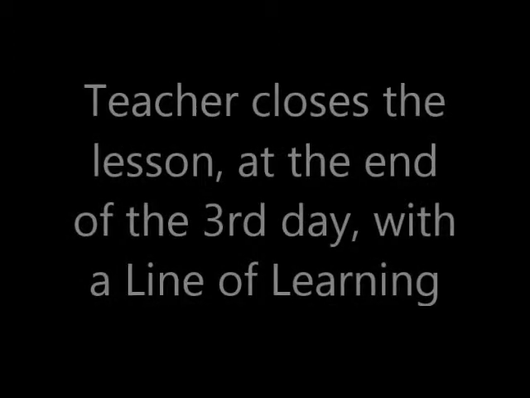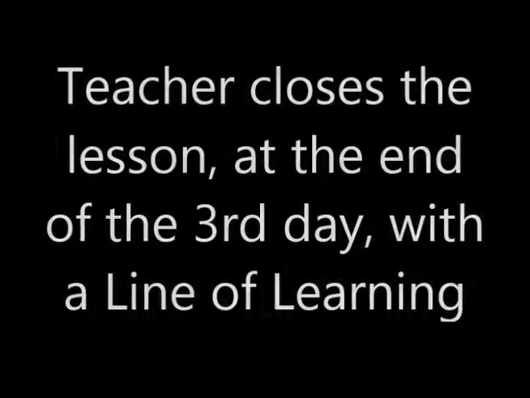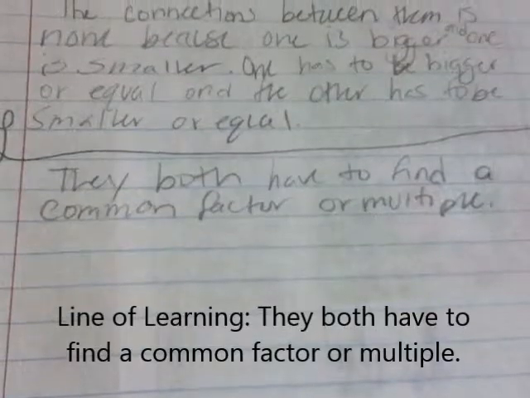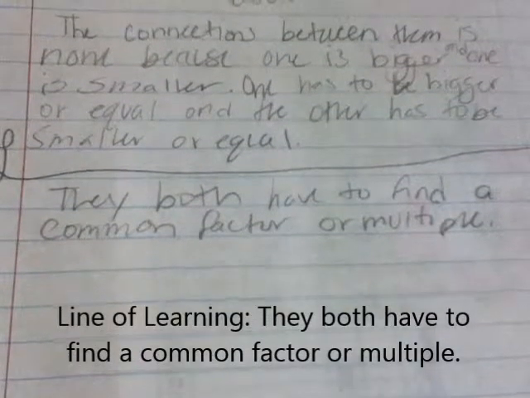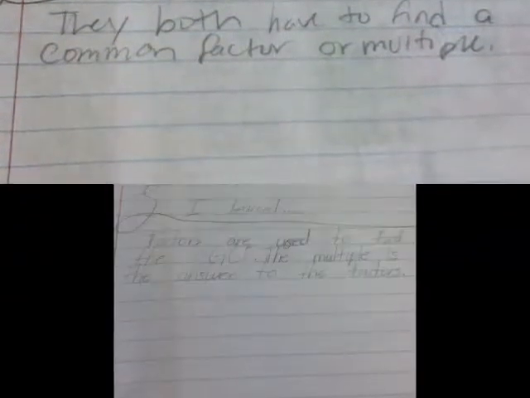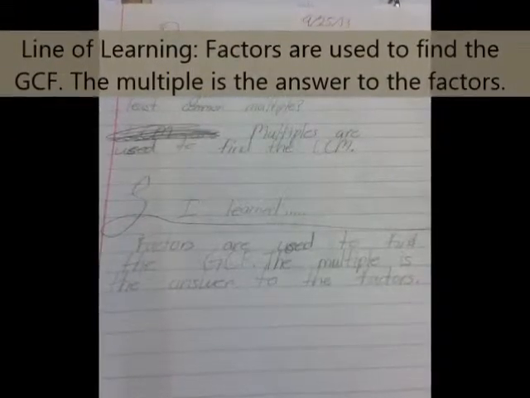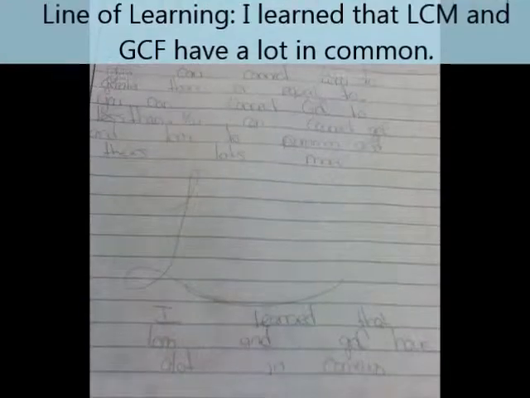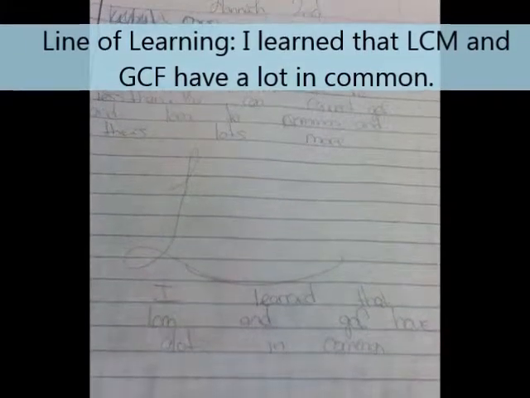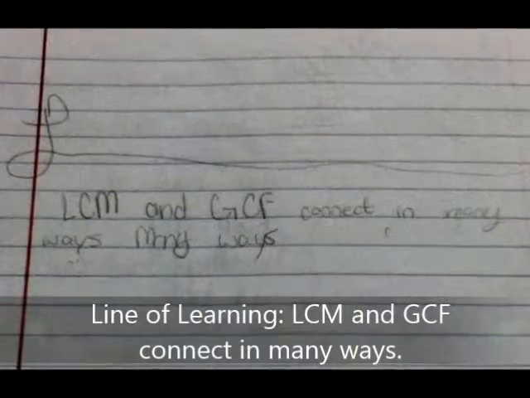Go back to the question you answered this morning. What connections are you making between greatest common factor and least common multiple? And you should have had an answer for that. There's my answer. I want you to write an L, that's a cursive L, and then draw a line underneath it. No, you don't have to write the question. You should have your answer. This is called a line of learning. So after we've talked about the connections between these two, what connections do you see now?